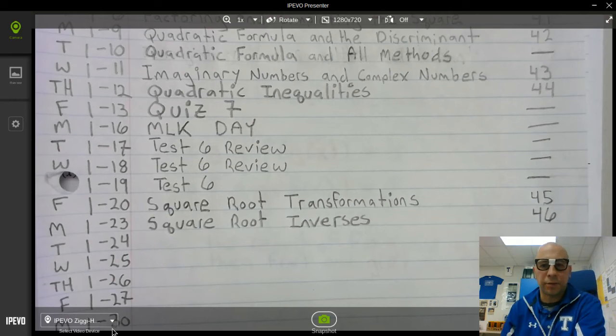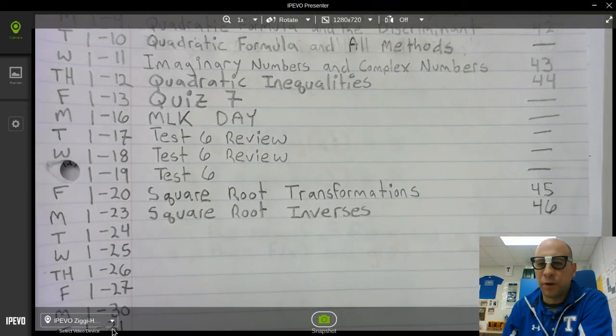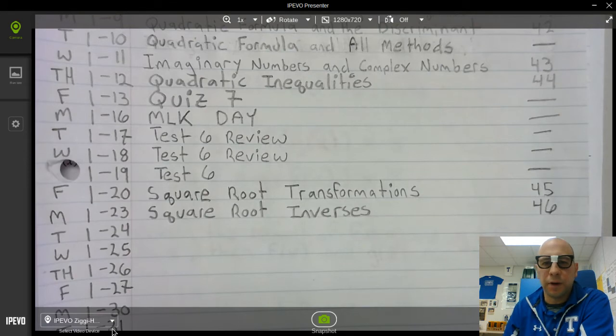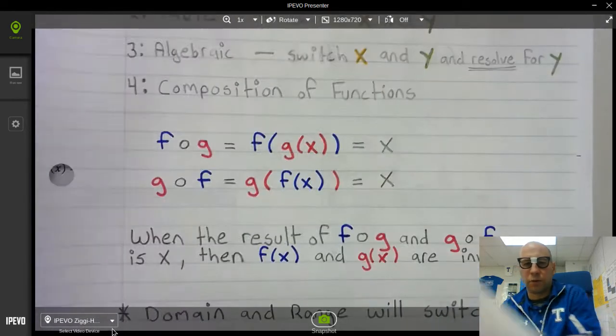Welcome back, Wildcats. All right, so today we're looking at Monday, January 23rd, square root inverses. And that's going to be on page 46. So if you would, pause the video and update your table of contents. All right, now that your table of contents are updated, let's take a look at our notes.